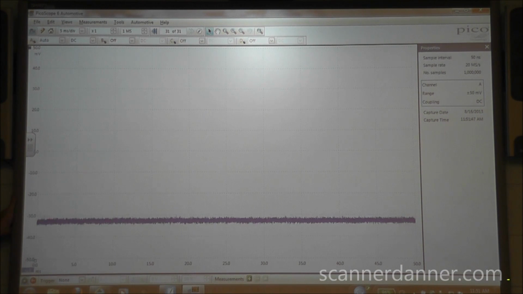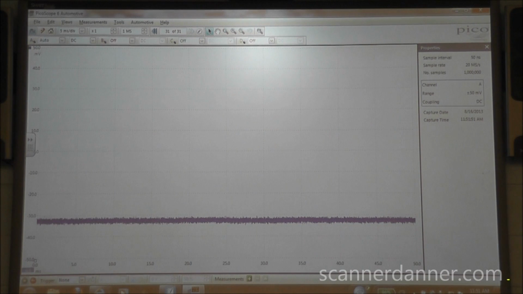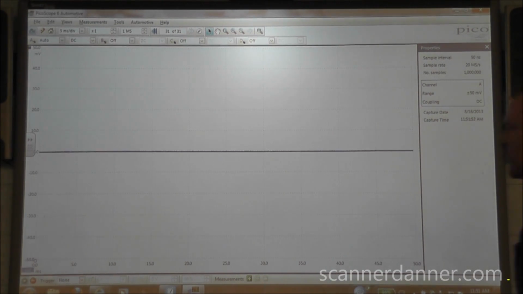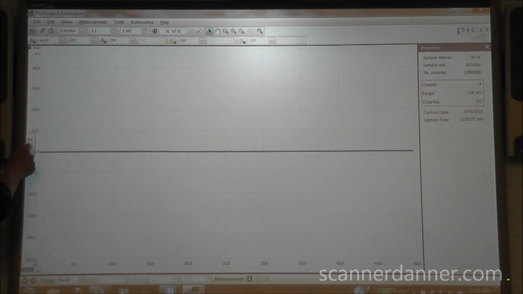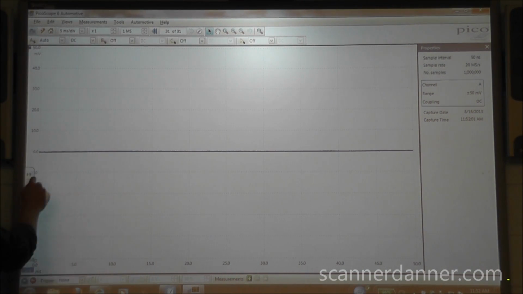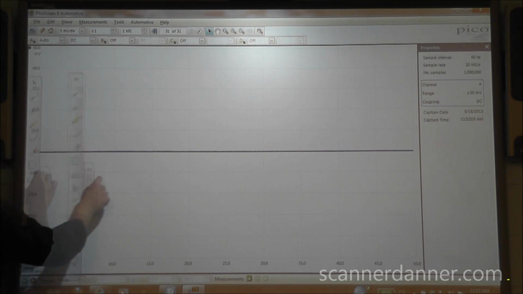Voltage on the left. Now I have a probe connected here, that's why this line isn't 0. Let me take that off of here so we're clear on that. And this is actually not part of the Pico. This thing right here is actually part of my smart board. Let me throw this on the other side of the screen here.